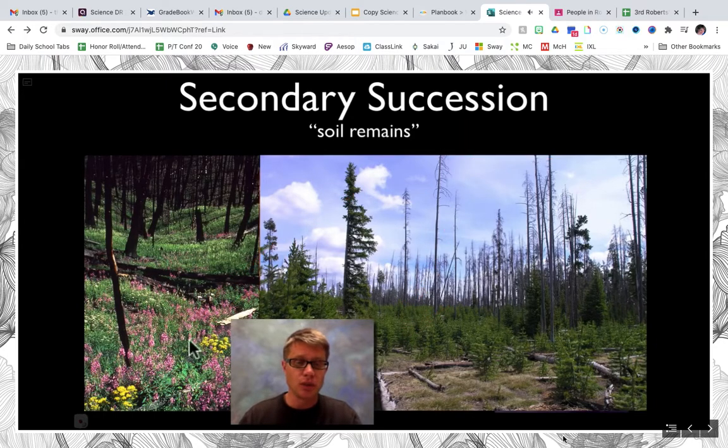One would be lupin. Lupin is going to be a flower. It's actually a legume, so it's related to a pea. And what's nice about lupin is that it can fix nitrogen. It has bacteria that live on its roots, and they can actually take nitrogen in the air and return it to the soil. And then another example would be lodgepole pines.